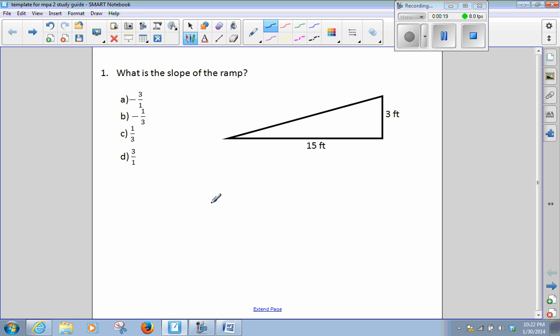If you've not done the study guide yet, what I want you to do is pause the video once each problem shows up on the screen, try to work it yourself, and then use the video to check it. Do not just copy the work off the video.